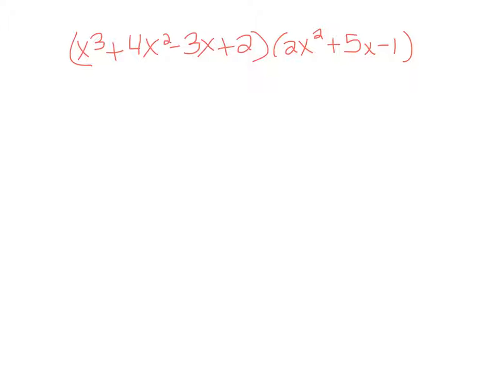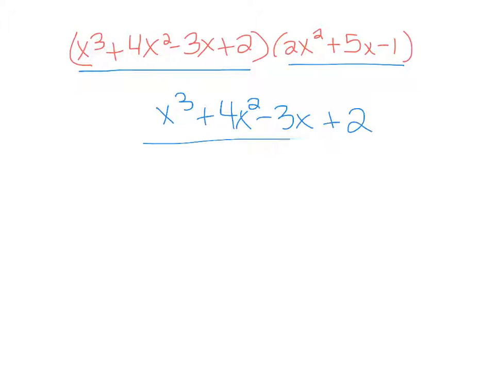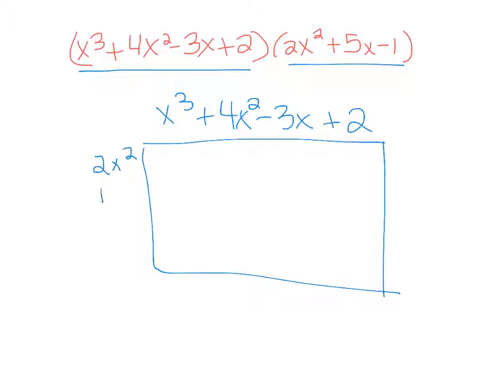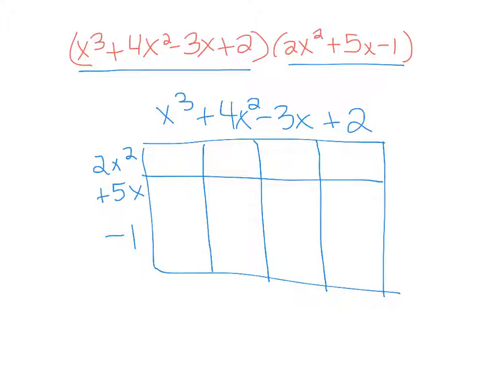The reason I like this method, this grid or area method, is because you can use it no matter how many terms you have. So in this one, notice I have 4 terms. X cubed plus 4x squared minus 3x plus 2. I'm going to multiply that by 2x squared plus 5x minus 1. 4 terms along the top means I need to split it into 4 boxes. And then 3 along the side gives me an area of 12 multiplications to complete.